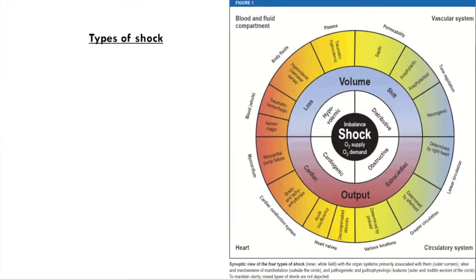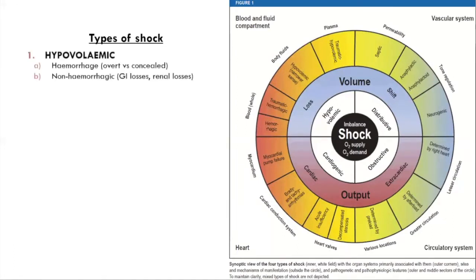Volume depletion wise, you can be in hypovolemic shock. So either through loss of blood, and that might be overt blood, so you're losing blood because of some kind of stabbing or overt trauma, or internal bleeding, GI blood losses or peritoneal or retroperitoneal bleeding, or it can be non-hemorrhagic or non-blood losses. So that's diarrhea, vomiting, renal diuresis, things like that.